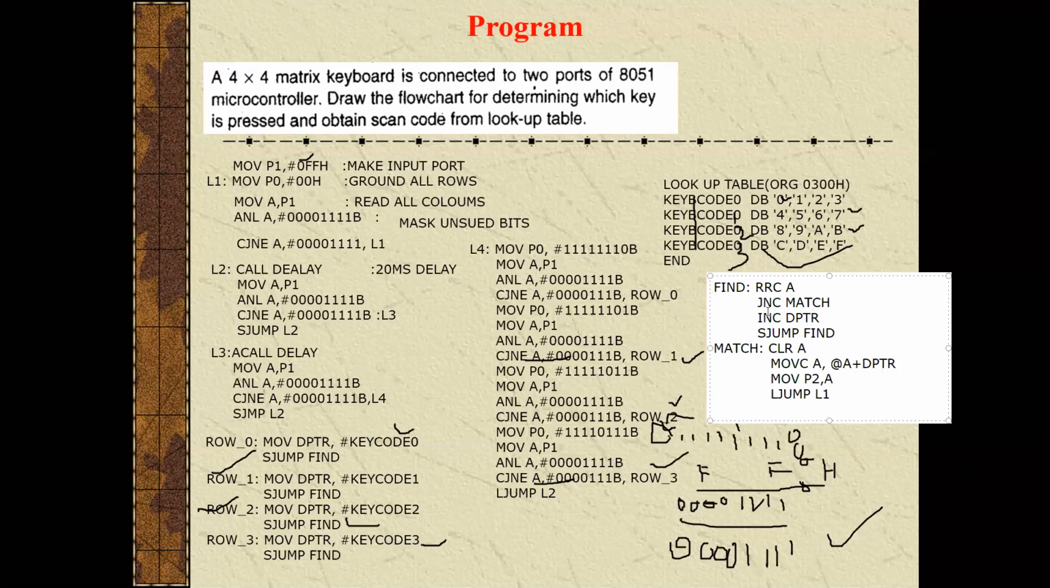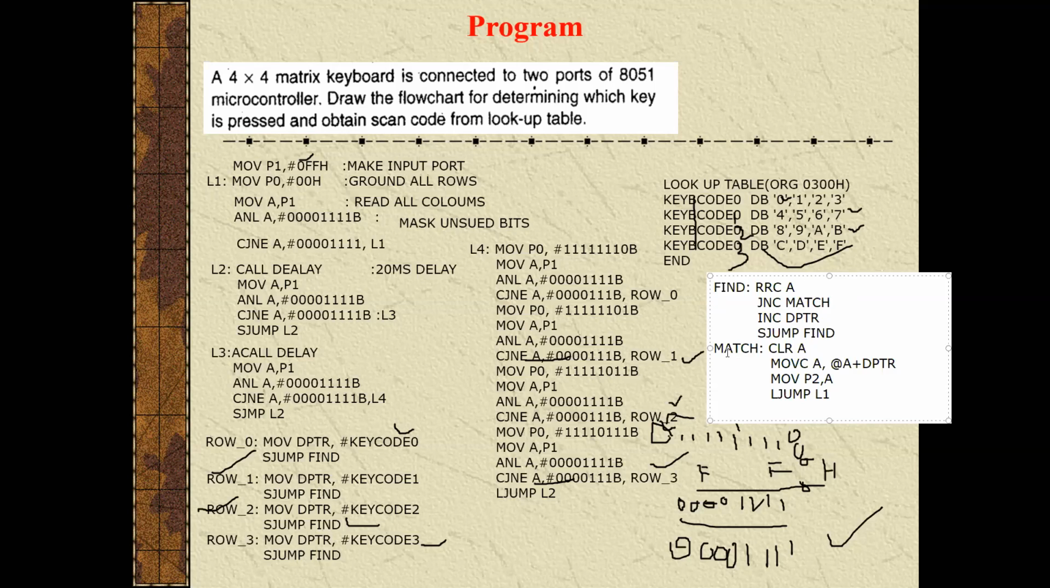Then again, if the carry bit is 0, it will get an ASCII code. It will get an ASCII code. Then it will increment the DPTR and jump to find. If the carry bit is 0, then it will jump to this label. If there is a carry bit, then what will happen? It will increment and SJMP to find again.